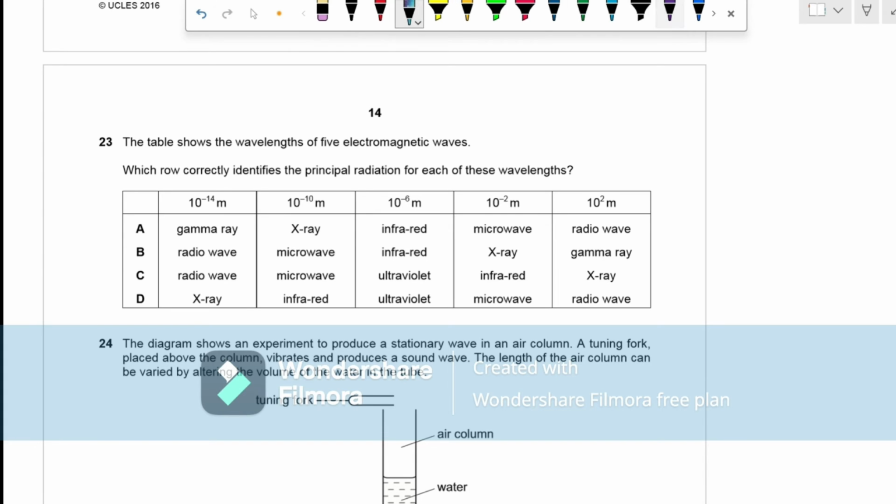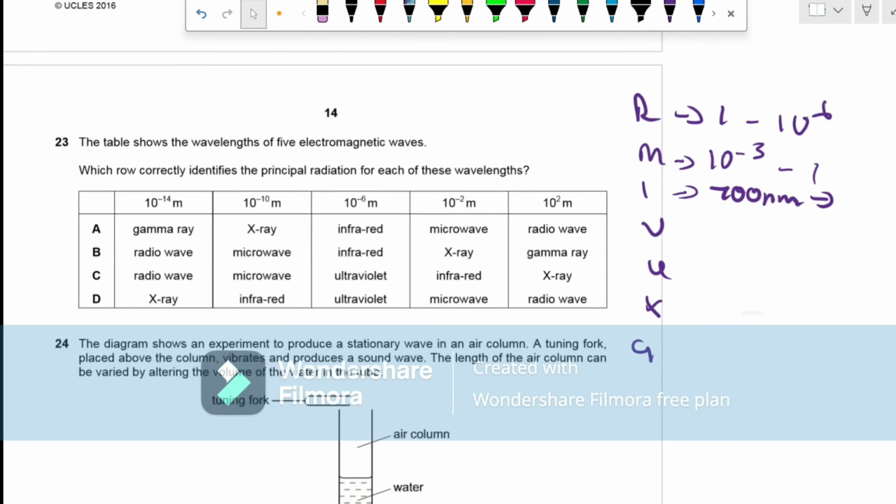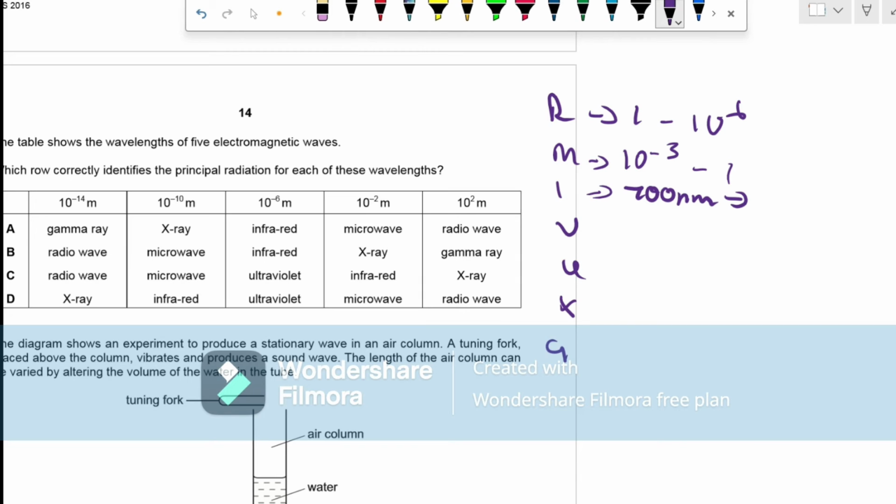For example, I know that for radio waves, they're going to lie between 1 to 10 to the power of 6. So I have Roy is very ugly except Grace. Okay, so for microwaves it is going to be 10 to the power of -3. So Roy is very ugly except Grace. Okay, that's 10 to the power of -3 to 1. And then for this one, for me, it's 700 nanometers up until 10 to the power of -3.